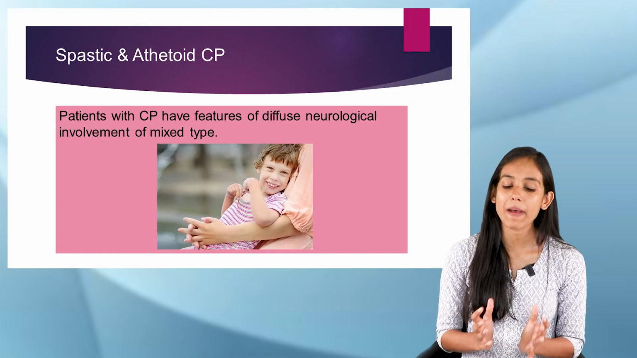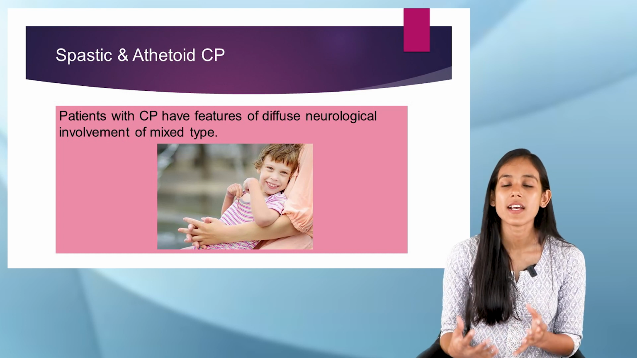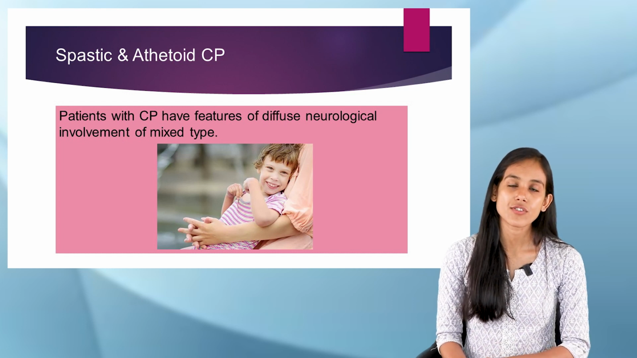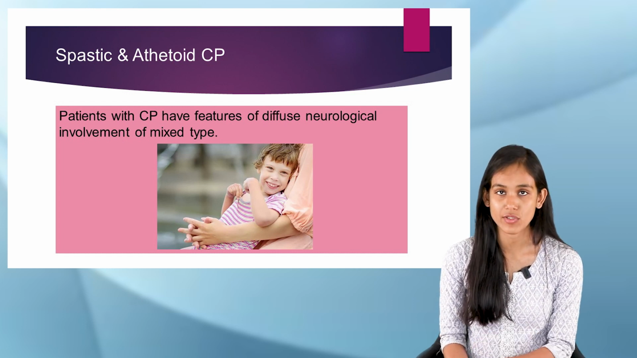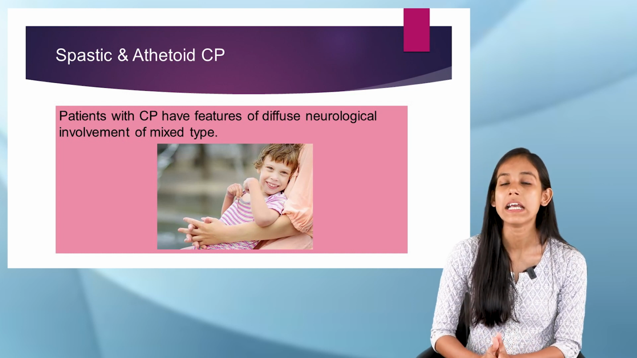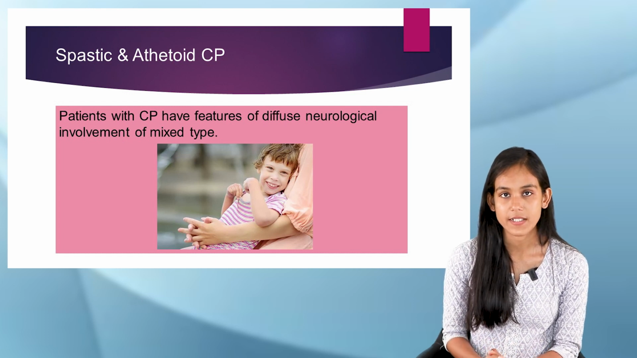And then there is spastic and athetoid cerebral palsy, which is a type of mixed cerebral palsy. Here we can see the features of pyramidal and extrapyramidal cerebral palsy, which we have already discussed. So you can understand that both the features would be present. Well, this was based on type of movements.